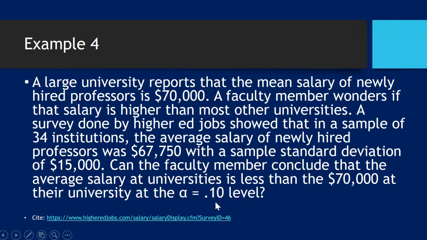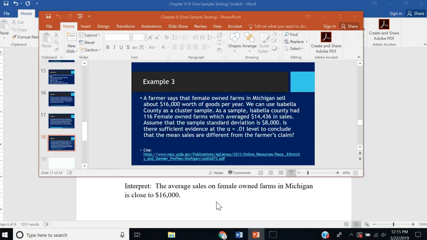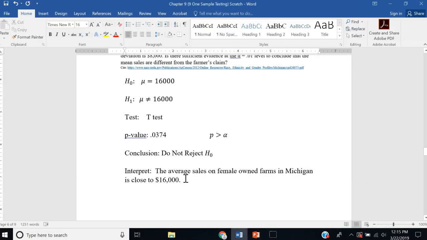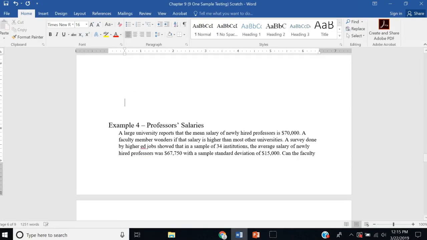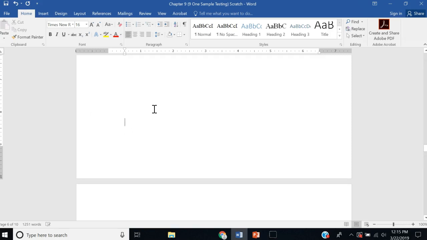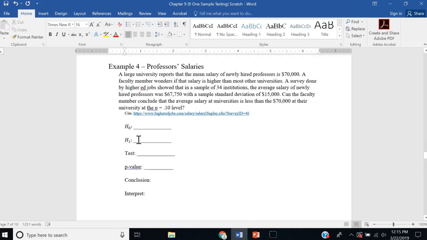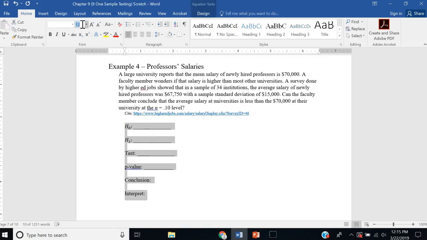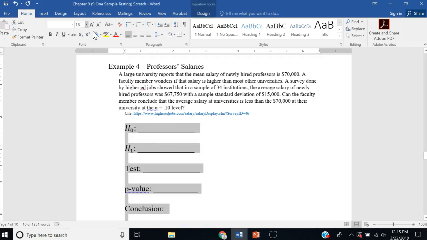And we're going to use alpha equals 0.10. So we go back to our example, or excuse me, to our Word document. I'm going to increase the font on that a little bit. There we go.